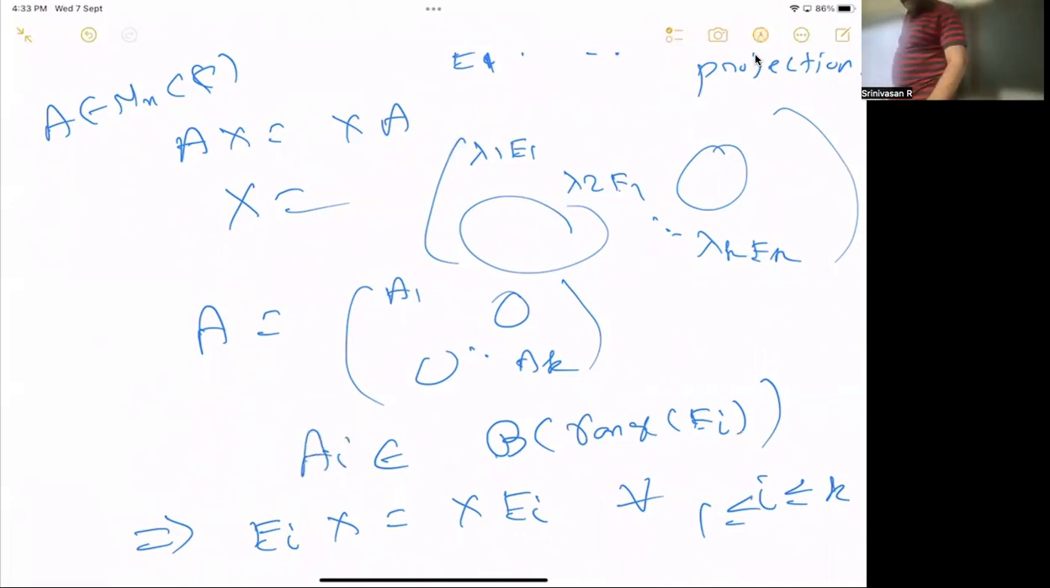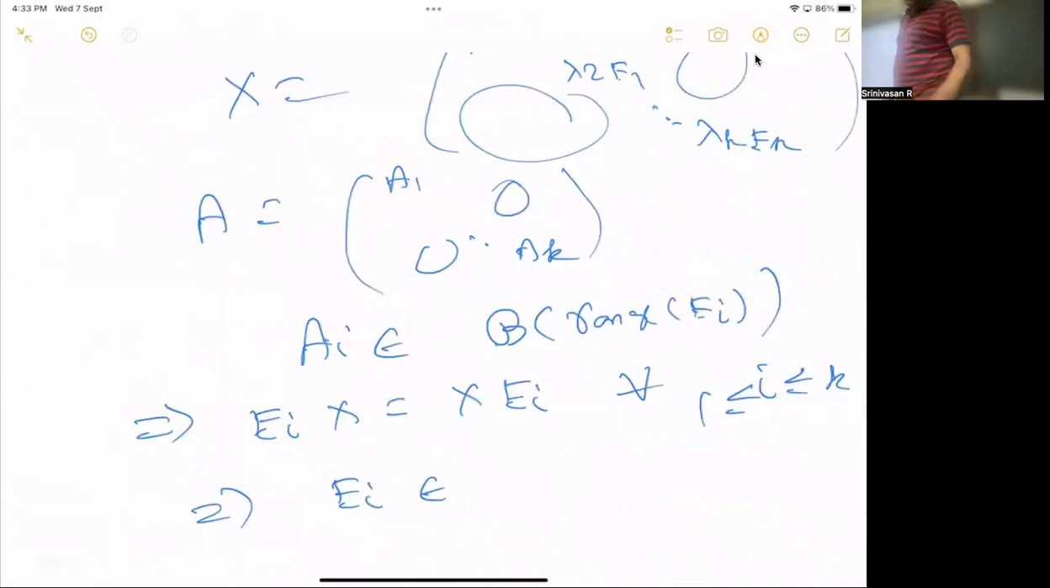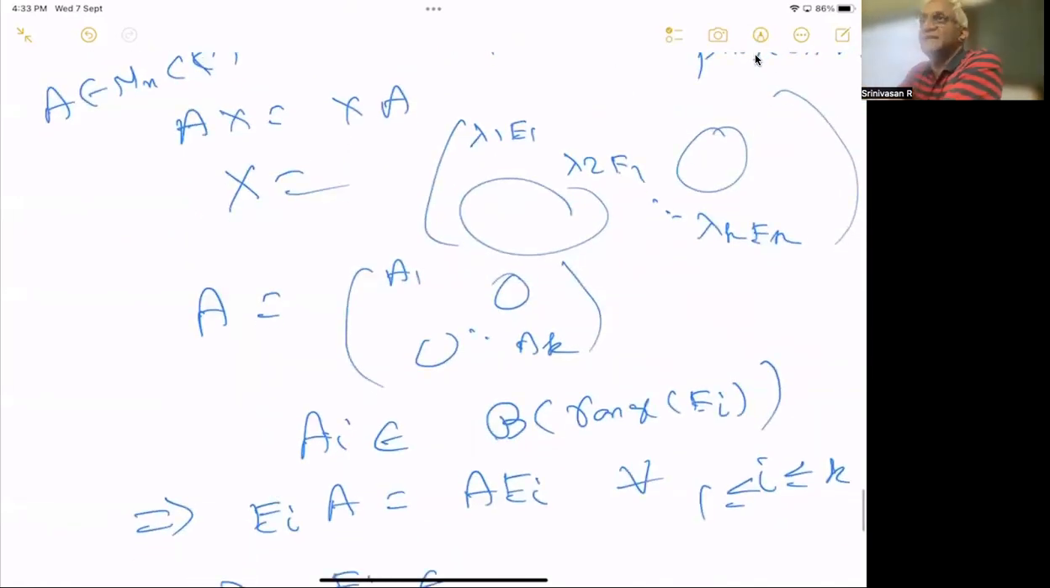Now this implies that EI commutes with A. Sorry, EA will certainly commute. EA commutes with A, that's what I want to say. I'm sorry, I got confused with X and A. EI commutes with A, that's what I'm saying. So what it says is, if A commutes with X, we started with X, no? If A commutes with X, then each eigenprojection also commutes with that A.